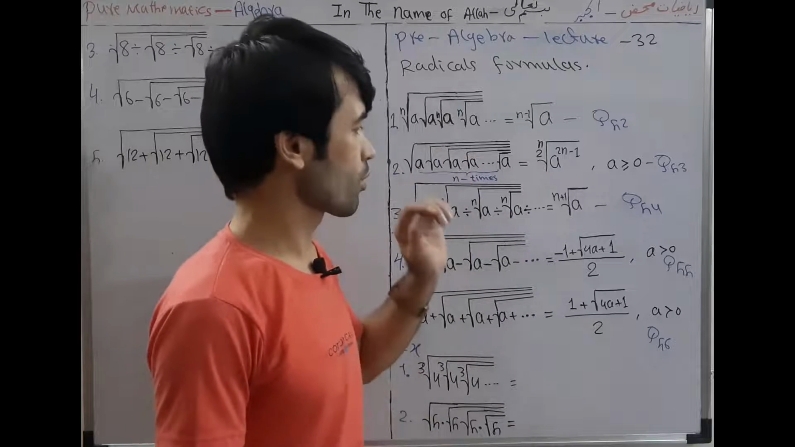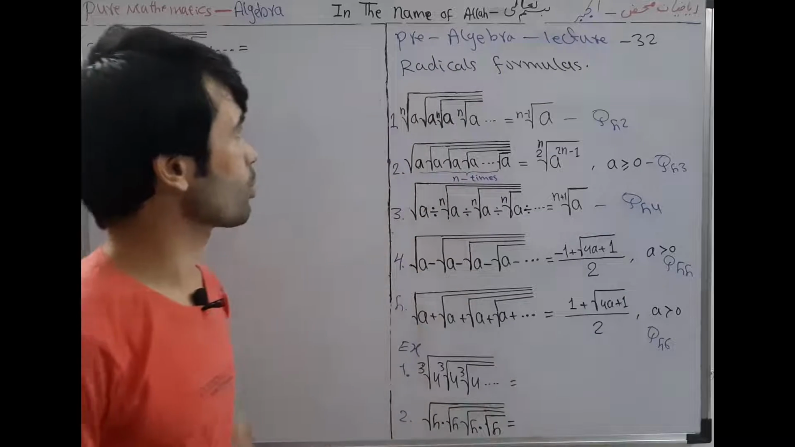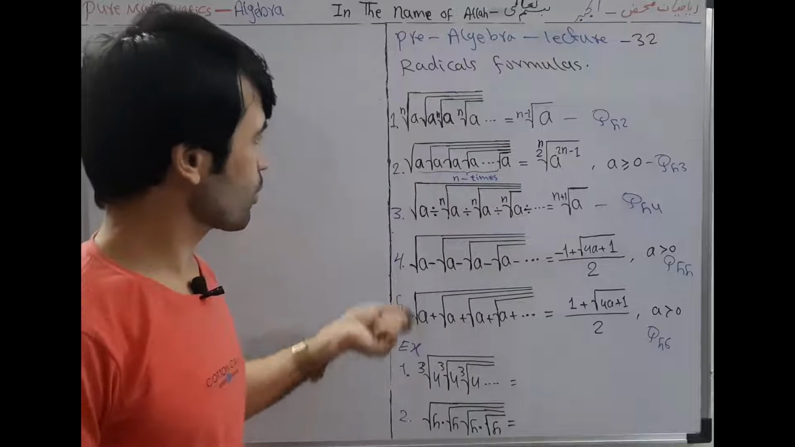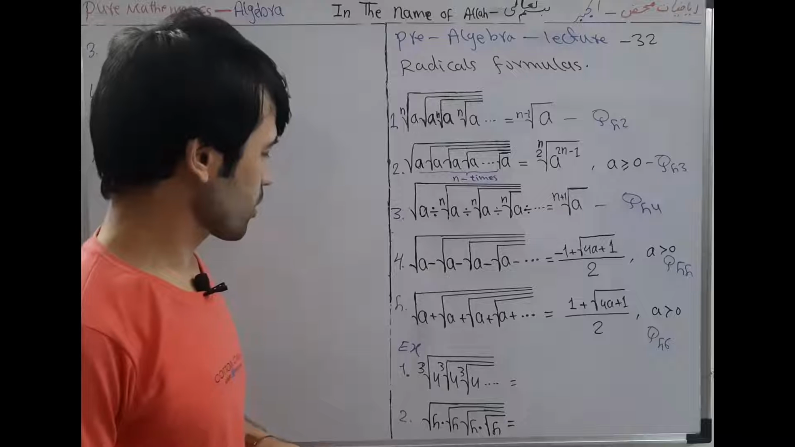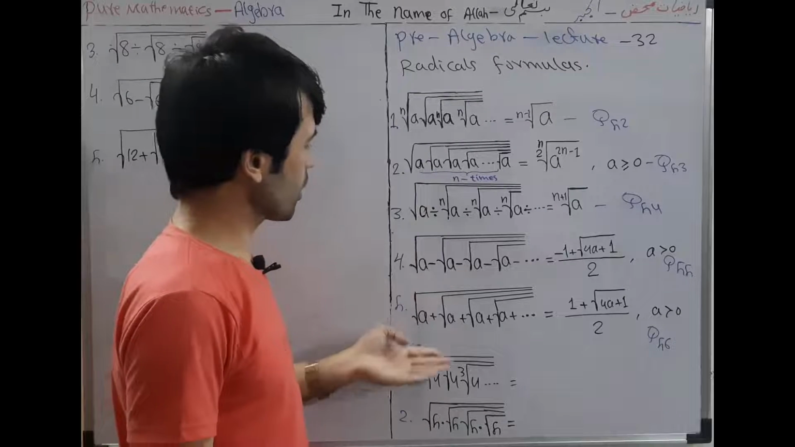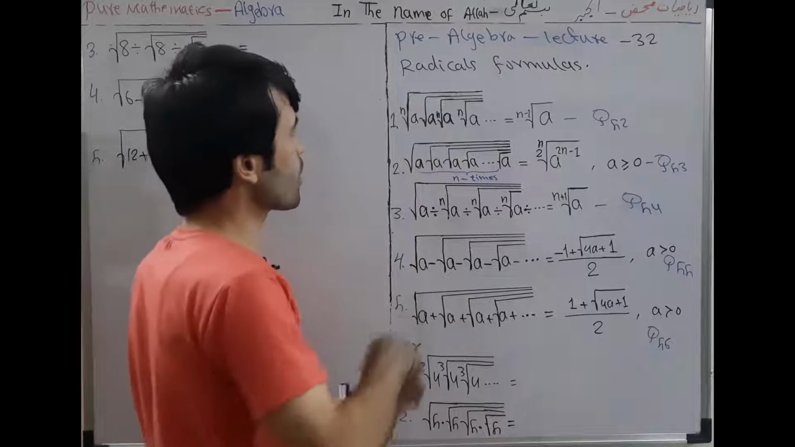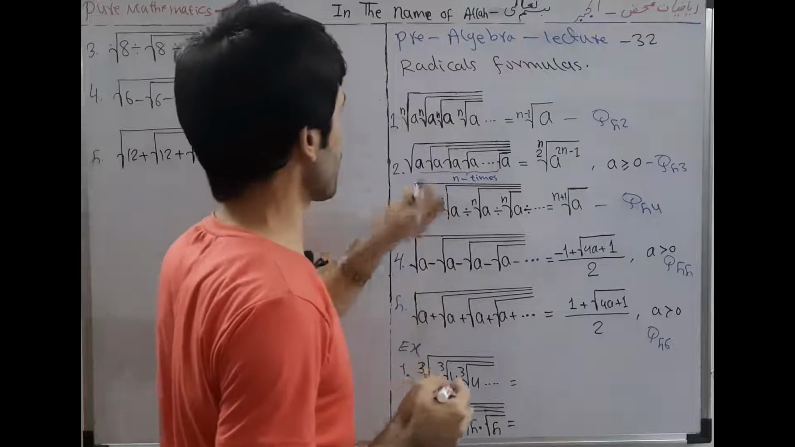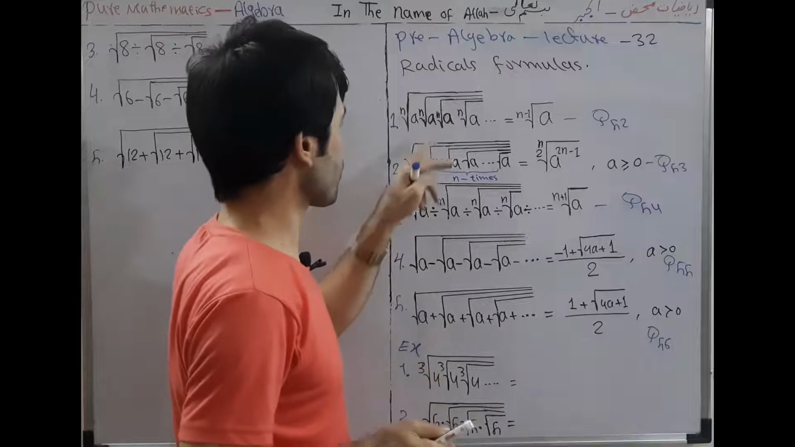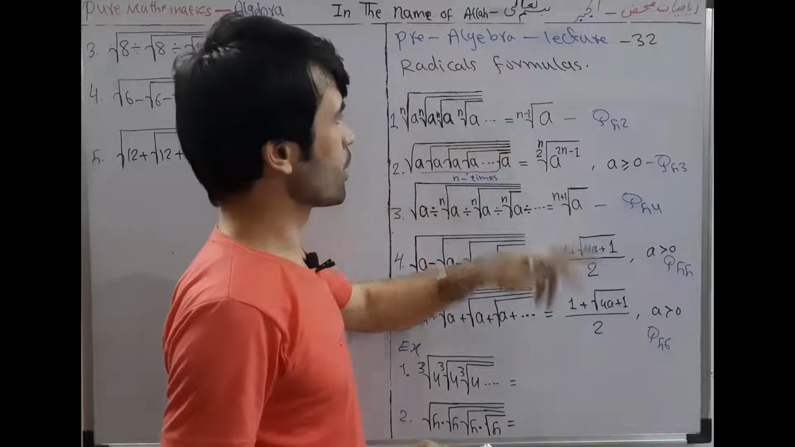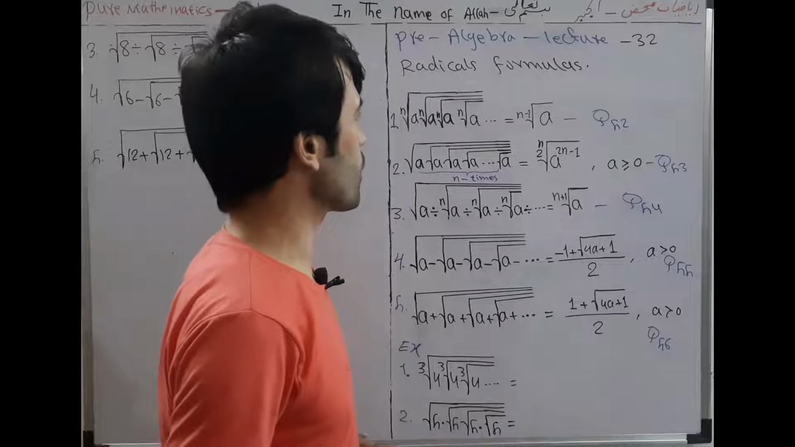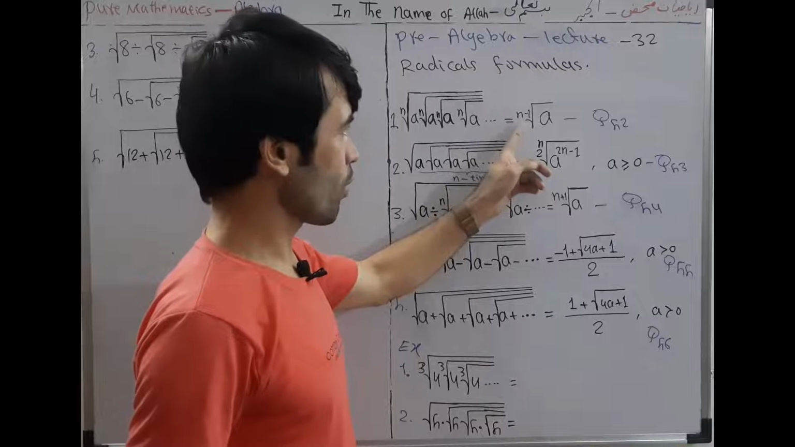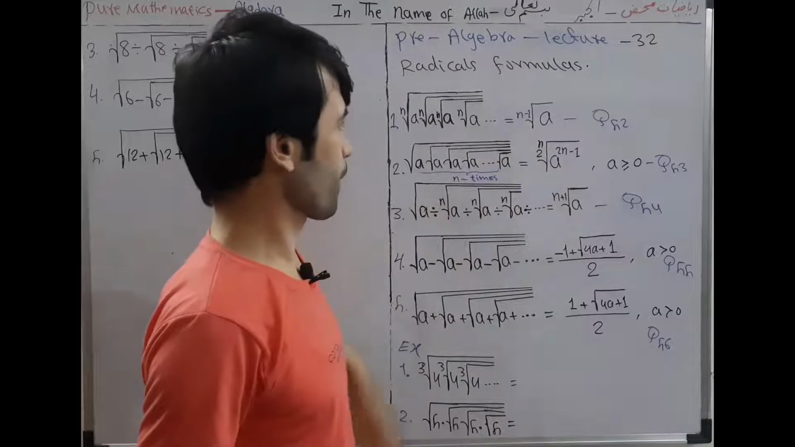It is pre-algebra class, lecture 32, radicals formula. Here we will solve some examples of radicals which depend on 5 formulas. First formula is: n-th root of a times n-th root of a times n-th root of a times n-th root of a, and so on up to infinity, is equal to (n minus 1)-th root of a.